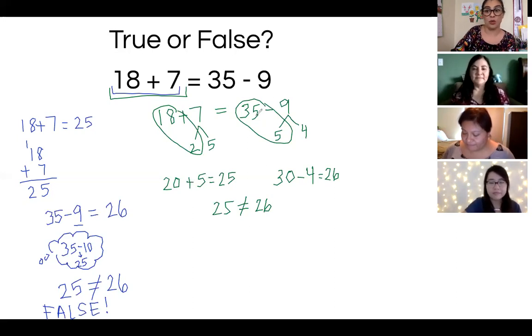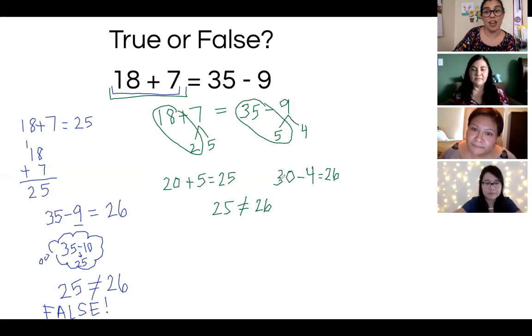And then she went to the right side of her equation, and she knows that she can decompose 9 into 5 and 4 to subtract 5 to get another friendly number, the 30. And those are friendly numbers because we have just our tens, and we can work with those, and we have a 0 in the ones place, and we know what to do more easily with those. So great job.